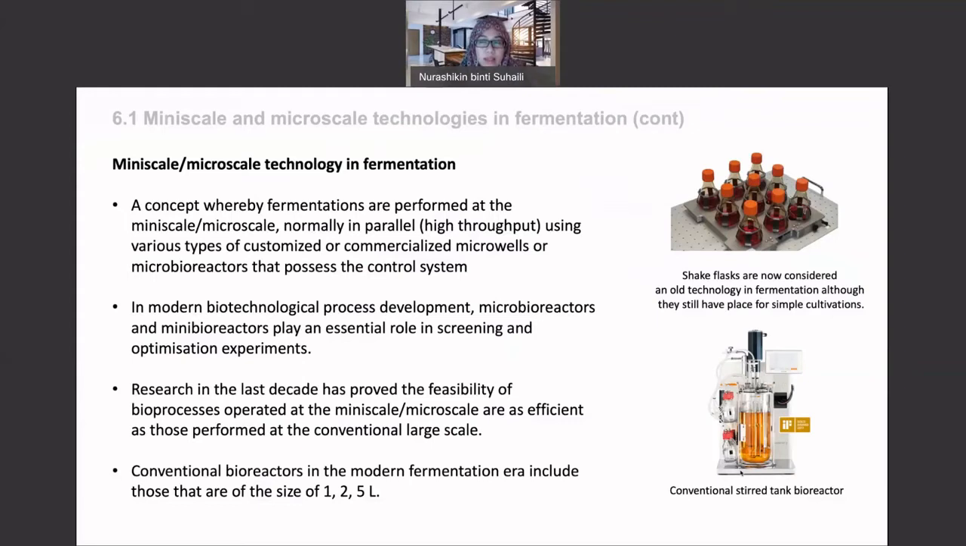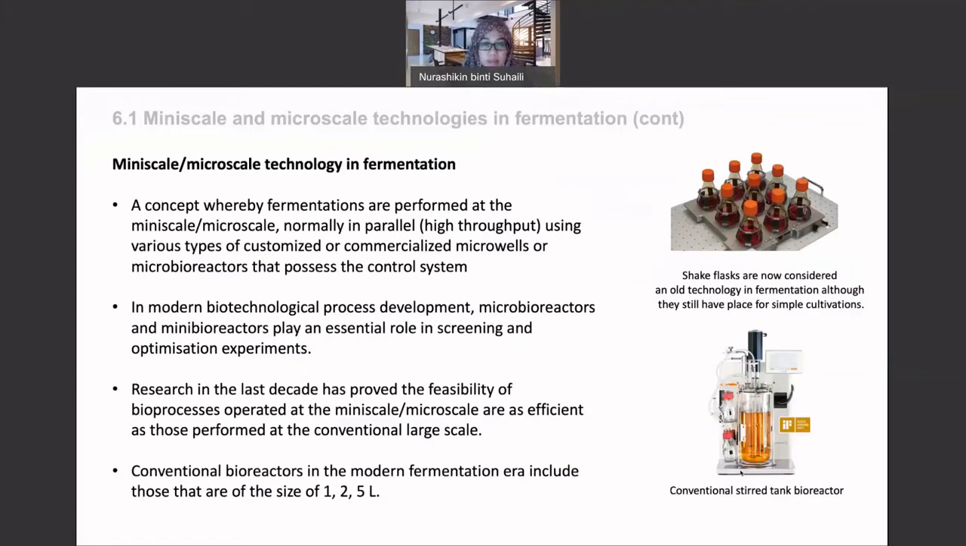So that is actually the reason why people came up with miniscale and microscale technology, and they combine it with high throughput technology. High throughput technology is another concept whereby the reactors are designed or built in large quantities, so that the fermentation process can be conducted simultaneously. For example, 6 reactors or 12 or 24 or even 96. So it depends. The quantity can be as low as 4 or as high as more than 100 reactors.